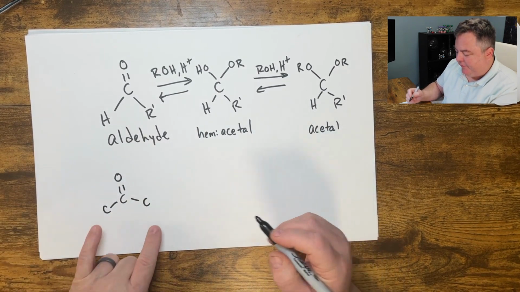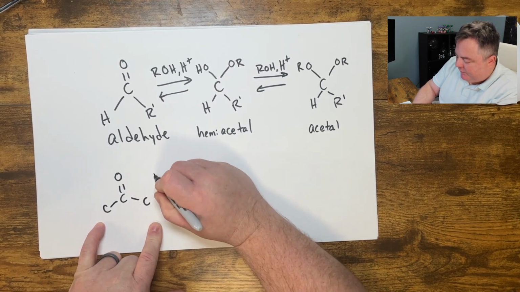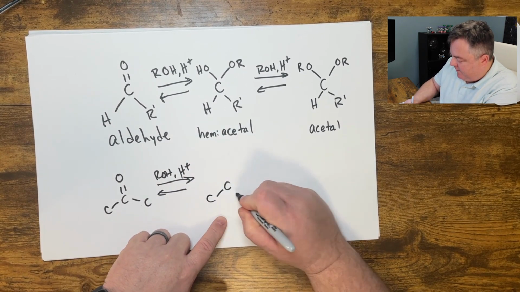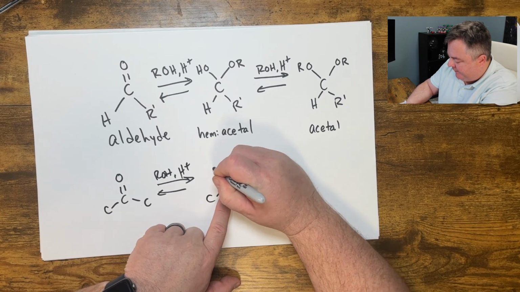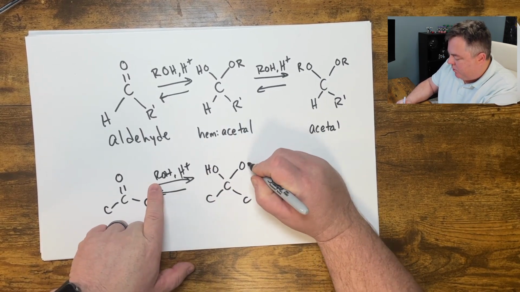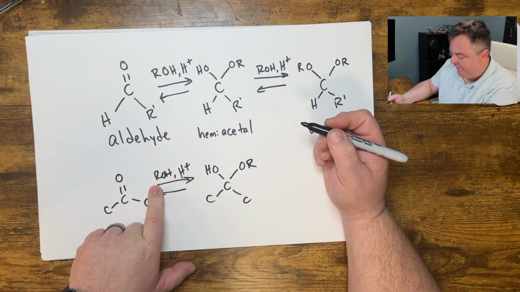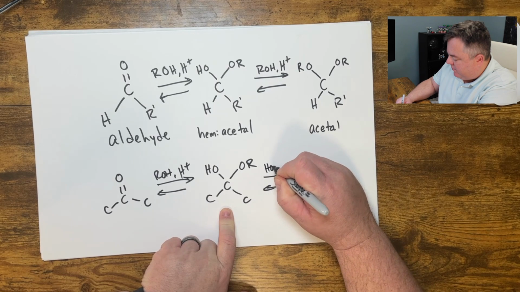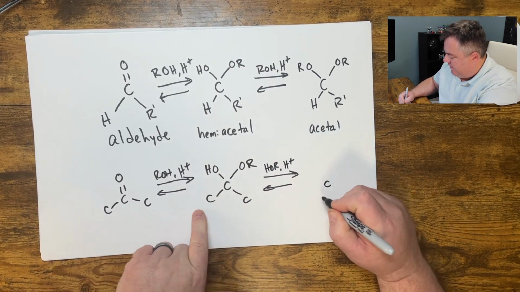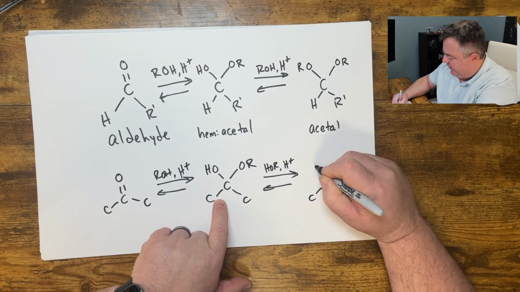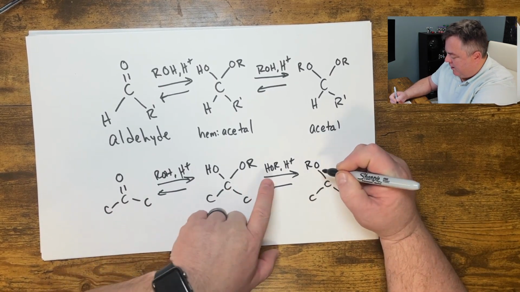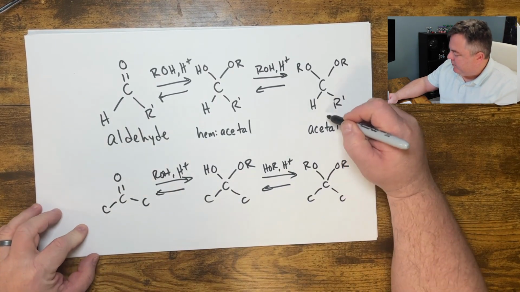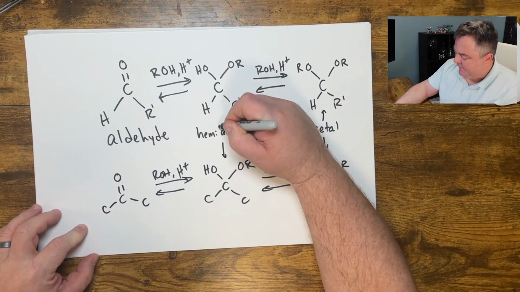I'll just use carbons on there for ketones. It can react with my alcohol. The hemi, halfway there, will be this carbon has an OH on it and an OR, methyl, ethyl, whatever, depends on what alcohol I use. If this keeps going with more alcohol, this OH of the hemi becomes OR, and this OR is still there. So these are also called acetals or hemiacetals.